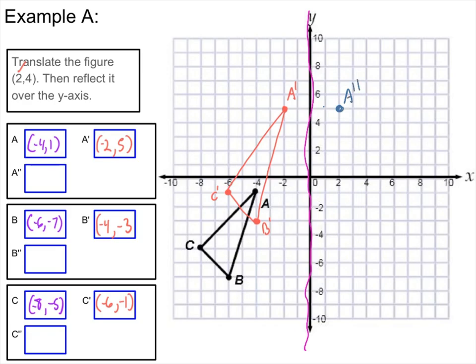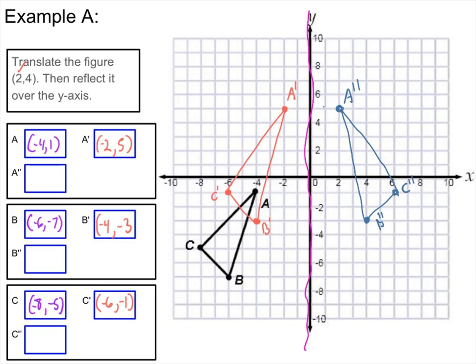Same thing with the C is over at -6, so I'm going to put it at +6, and that's going to be C double prime. And then B is at -4, so I'm going to move it over to +4 and call that B double prime. Now that I've got all of my points, I'm going to connect them to make another decent looking triangle. And there I can see that I've done two transformations in the same problem.